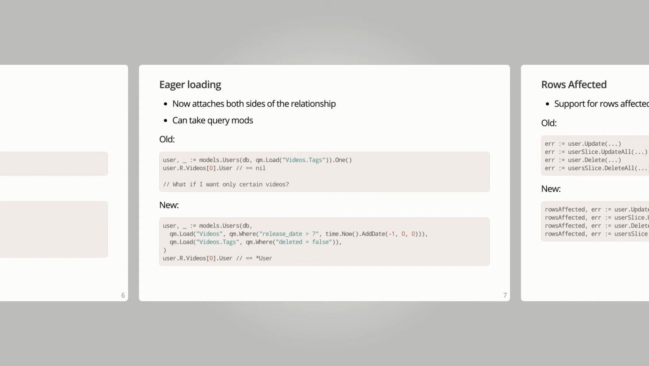And you can see, of course, at the very bottom of the new part, we can actually do user.r.videos, the first video, .user, and that's actually going to be a user now. That's not going to be nil like it was before.